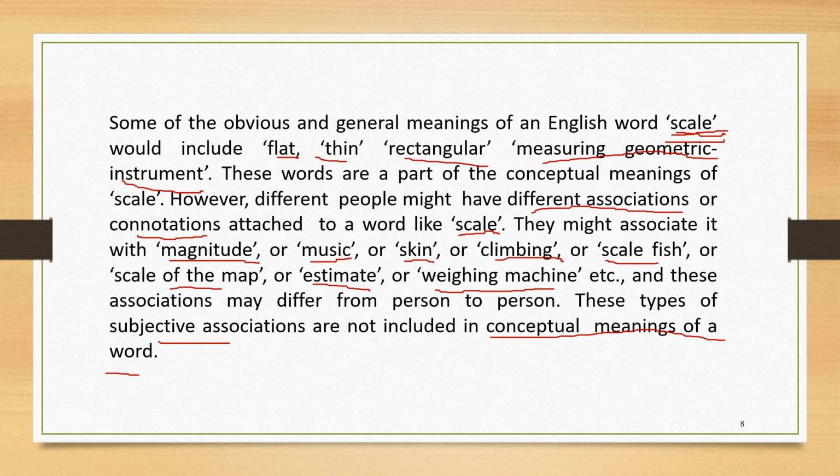Subjective means they are personal to the speakers or to the listeners. That is why they are not included in the conceptual meanings of a word. Why? Because conceptual meanings are the objective meanings. And they are two separate fields. We have one field where we have conceptual meanings, and the other where we have associative or stylistic meaning of a word. So this is what we study in semantics. In semantics, we study the conceptual meaning of sentences, whereas in pragmatics we study the associative meaning, the meaning that a speaker wants to convey. So there's a difference.